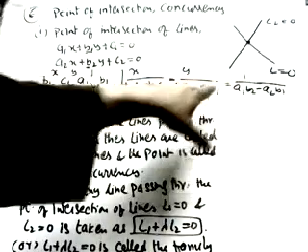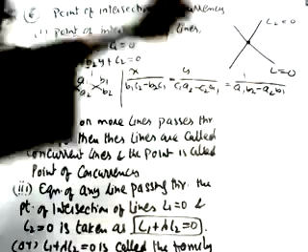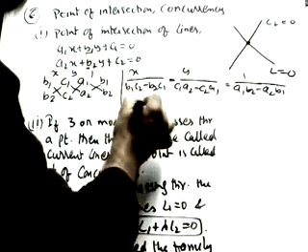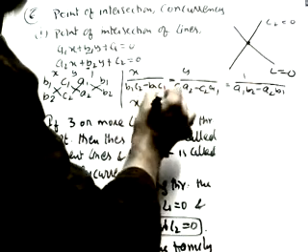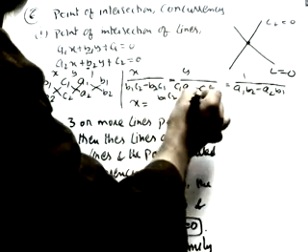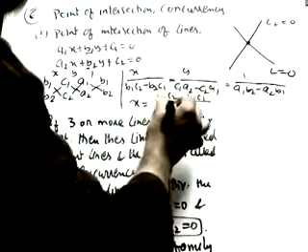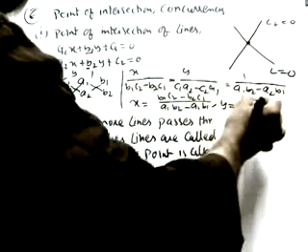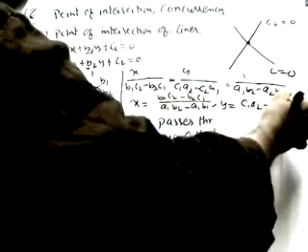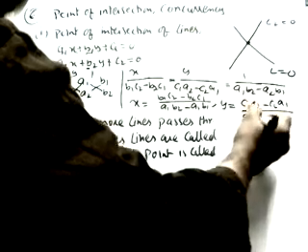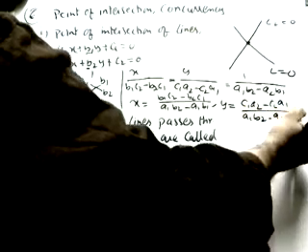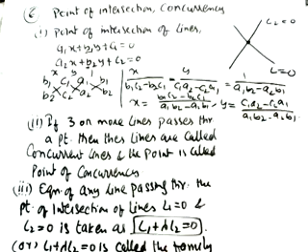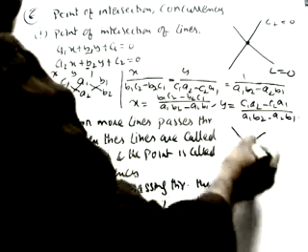If you send this denominator here, you will get the value of x. If you send this here, you will get the value of y. That is, x equals b1 c2 minus b2 c1 by a1 b2 minus a2 b1. Similarly, y equals c1 a2 minus c2 a1 by a1 b2 minus a2 b1. So this is the method to find the point of intersection.